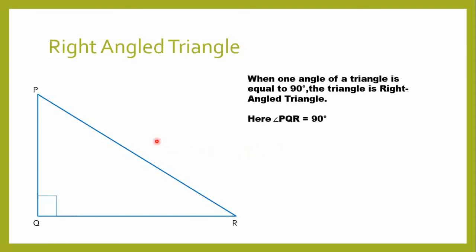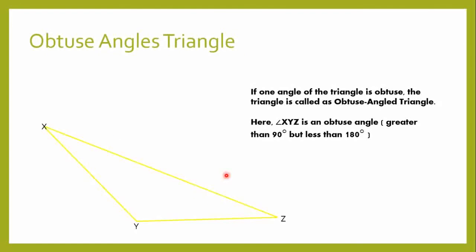And what is a right angle triangle? So in a triangle, if the measure of one angle is equal to 90 degrees, then that triangle will be called a right angle triangle. So here in this example, triangle PQR, angle PQR is equal to 90 degrees. So this triangle is called a right angle triangle. Alright. And the next one is the obtuse angle triangle.